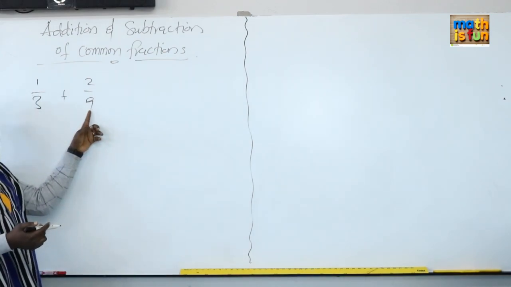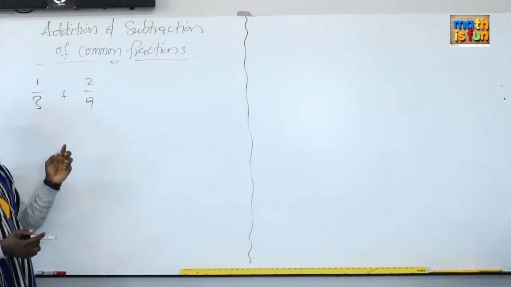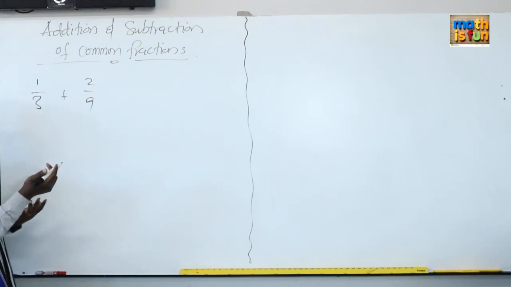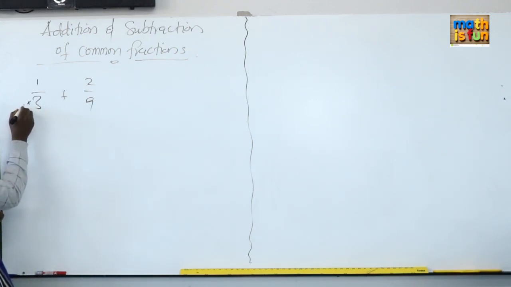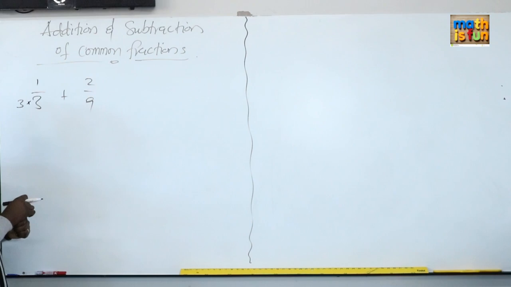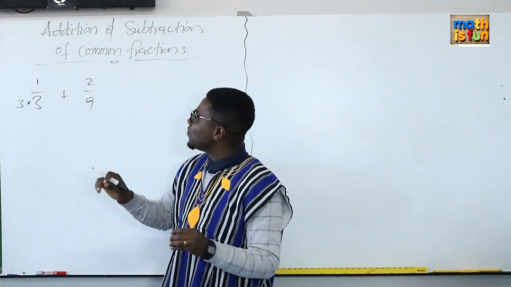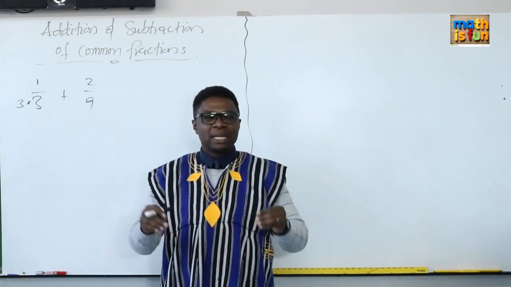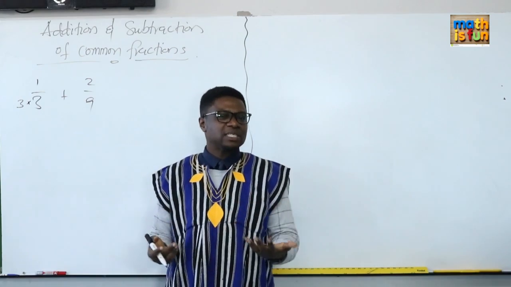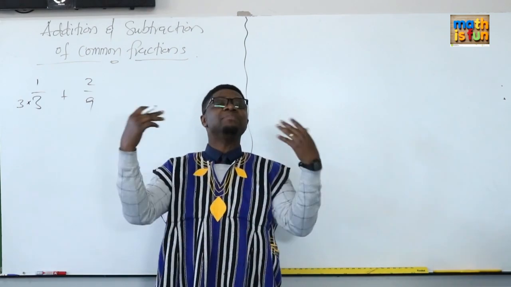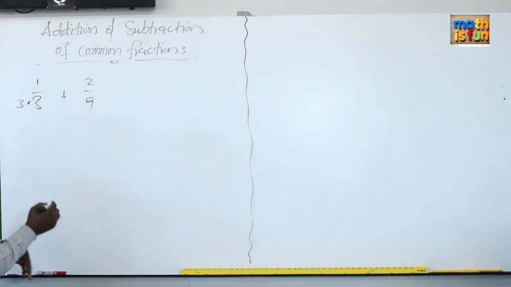3 will go into 9. How many times? 3 goes into 9 3 times. So if I divide 9 by 3, I get 3, that means that if I multiply here by 3, I will get 9. And by doing this, one rule is that you're looking for the equivalent fraction of the fraction 1 out of 3. That means that whatever you do to the denominator, you do the same thing to the numerator. So here we multiply our numerator by also 3.